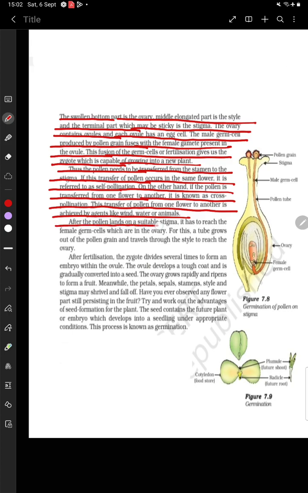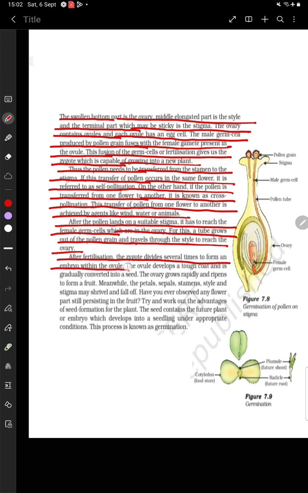After the pollen lands on a suitable stigma, it has to reach the female germ cells, which are in the ovary. For this, a tube grows out of the pollen grain and travels through the style to reach the ovary. After fertilization, the zygote divides several times to form an embryo within the ovule. The ovule develops a tough coat and is gradually converted into a seed. The ovary grows rapidly and ripens to form fruit. Meanwhile, the petal, sepal, stamen, style, and stigma may shrivel and fall off.